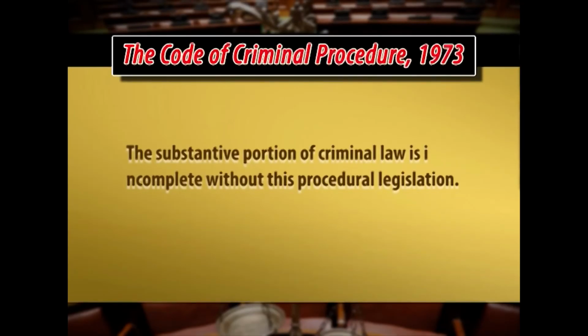At the last, we can say that the Code of Criminal Procedure 1973 is an important legislation which provides for the classification of offences, sentencing power of the criminal courts, lodging of FIR or filing of complaint, investigation of the offences, filing of charge sheet, conduct of trial, the procedure with regard to bail and appeal, etc. The substantive portion of criminal law is incomplete without this procedural legislation. With all this information, here we come to the end of today's topic of discussion.